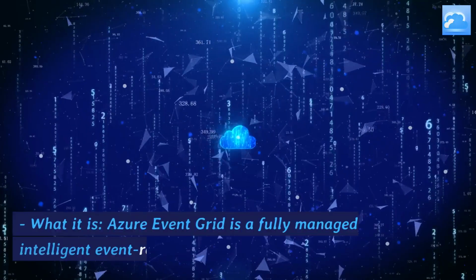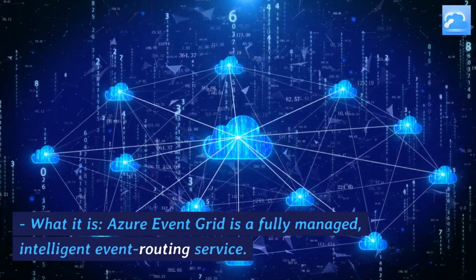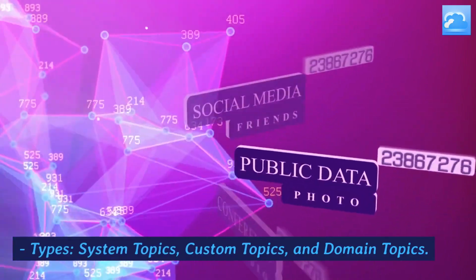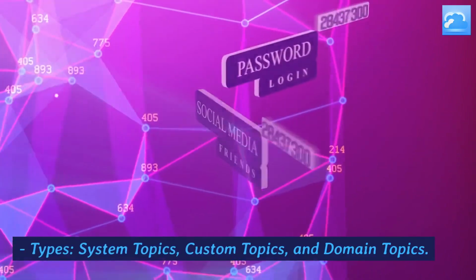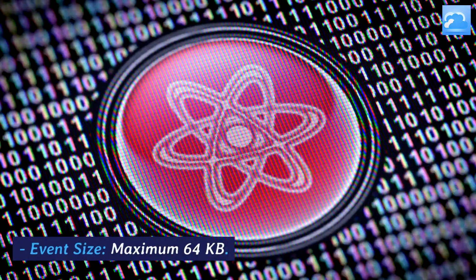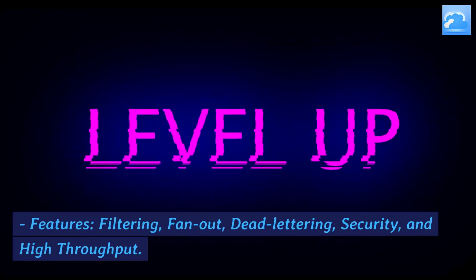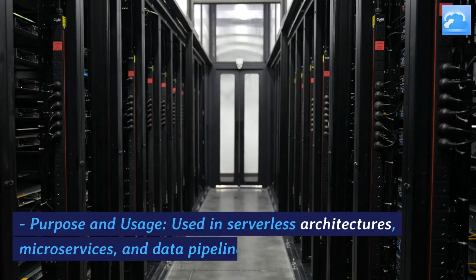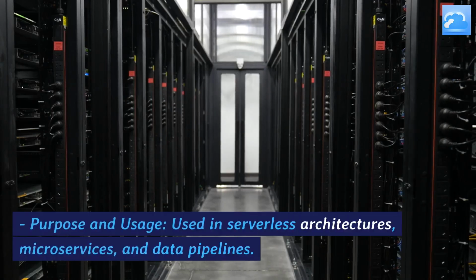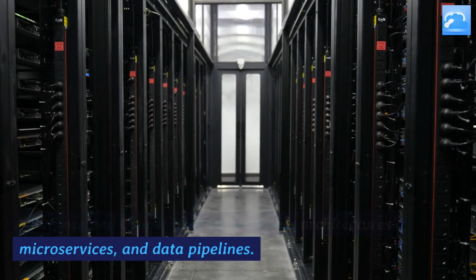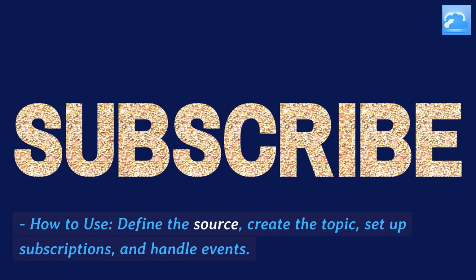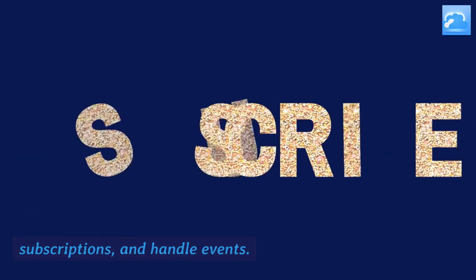Summary. What it is: Azure Event Grid is a fully managed, intelligent event routing service. Types: system topics, custom topics, and domain topics. Event size: maximum 64 kilobytes. Features: filtering, fan-out, dead lettering, security, and high throughput. Purpose and usage: used in serverless architectures, microservices, and data pipelines. How to use: define the source, create the topic, set up subscriptions, and handle events.